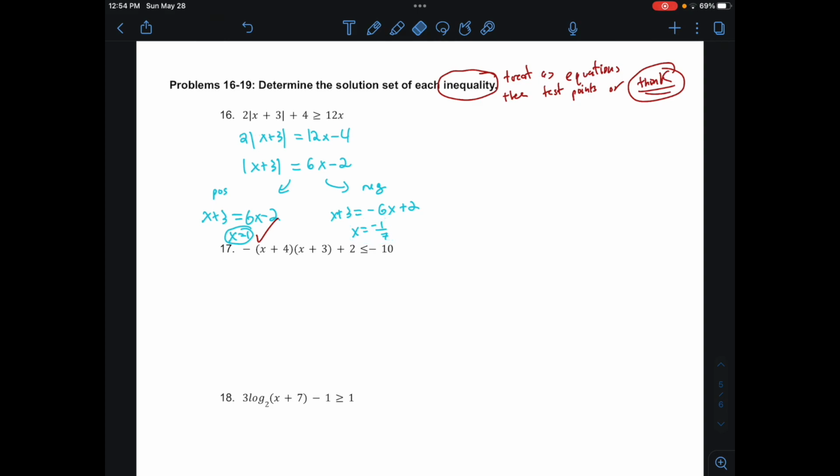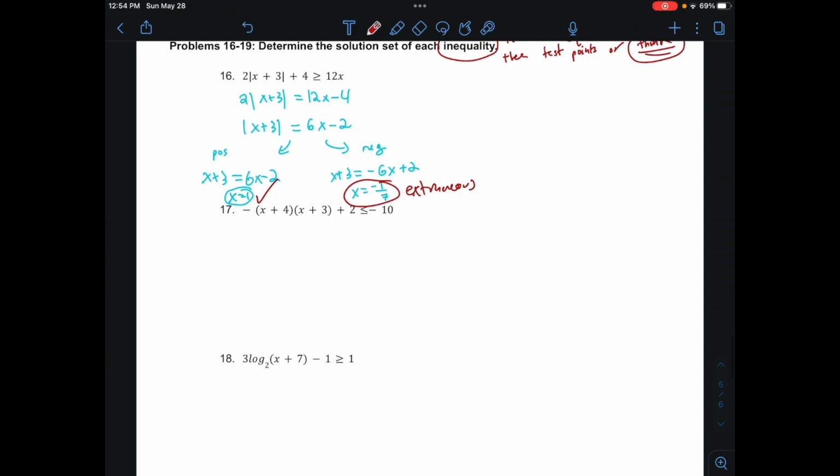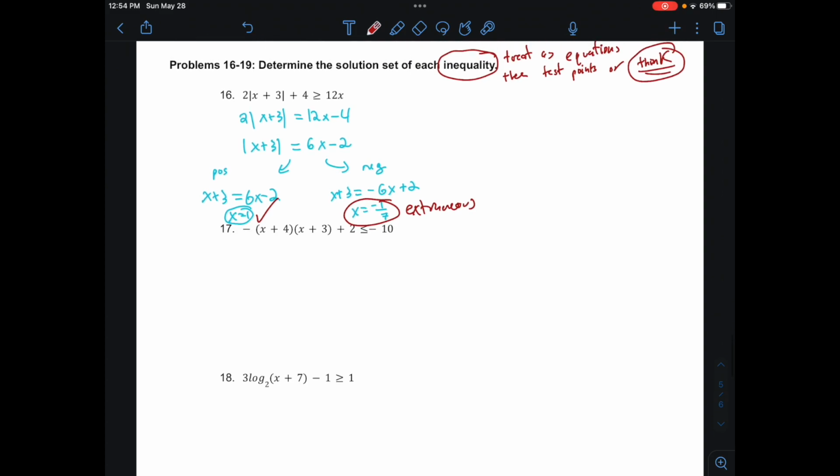Wahoo. All right, so that's not going to work. Extraneous. Great. However, okay, so that's extraneous. And now that tells me this is my one place.